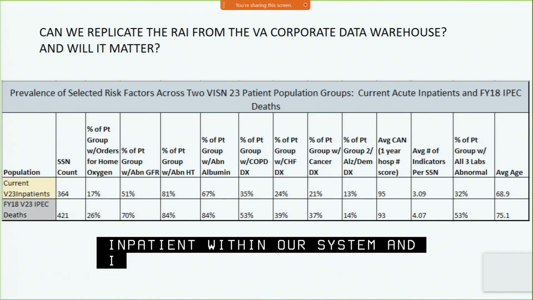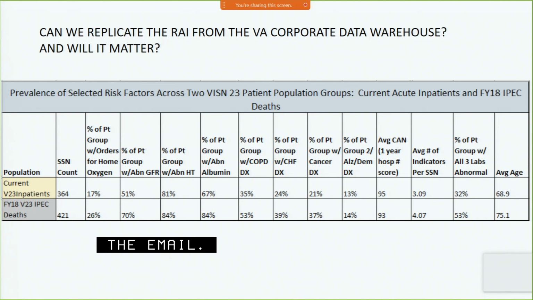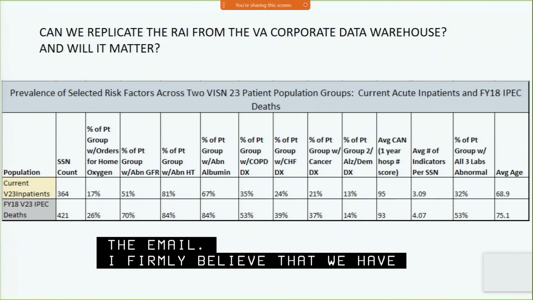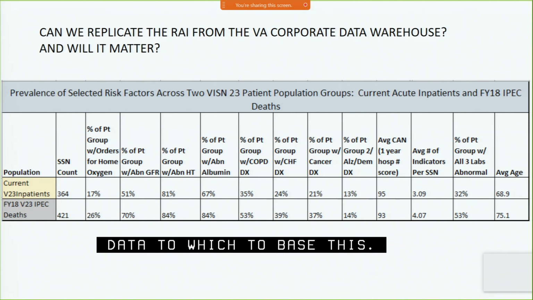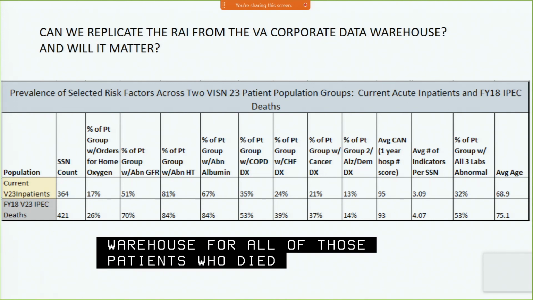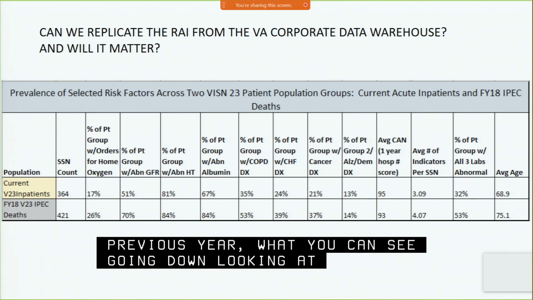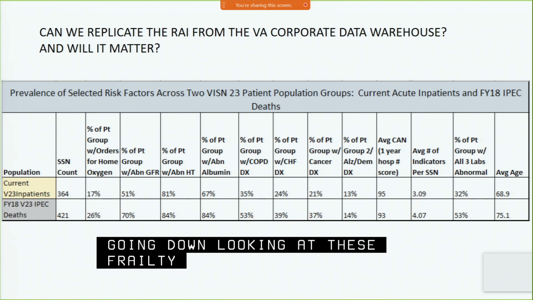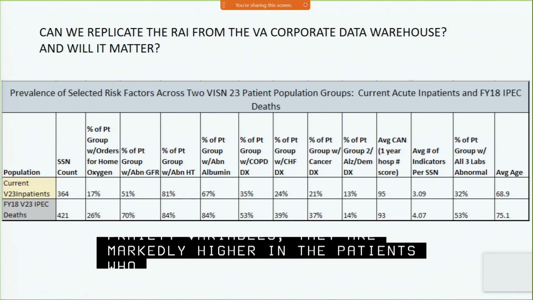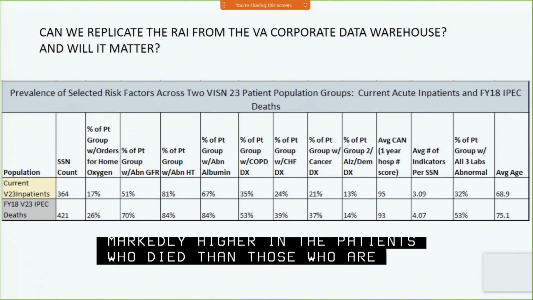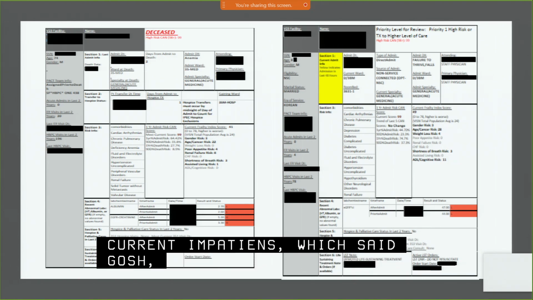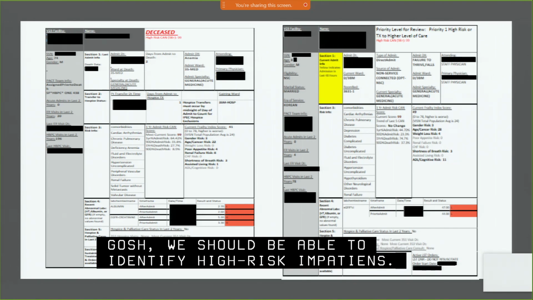Now, we also looked, I firmly believe we have to have data on which to base this. We assessed our CDW, or corporate data warehouse, for all those patients who actually died during the previous year and compared them to our current inpatients. And what you can see is, going down, looking at these frailty variables, they were markedly higher in the patients who died than in those who were our current inpatients, which said, gosh, we should be able to identify our high-risk inpatients. And in fact, this is our simple little tool that we put together.